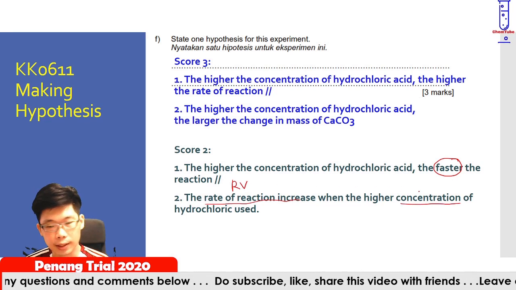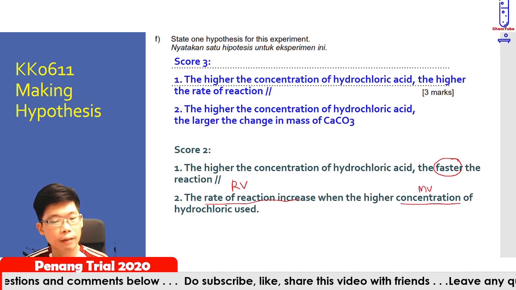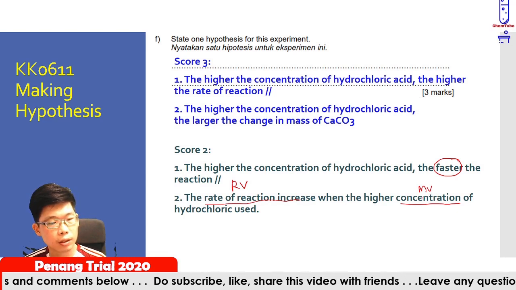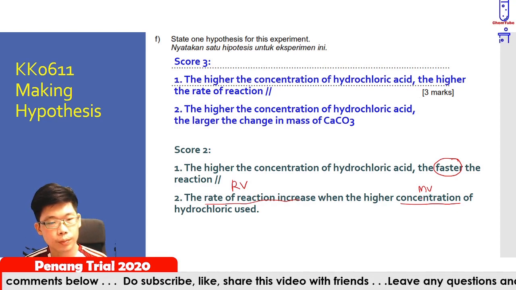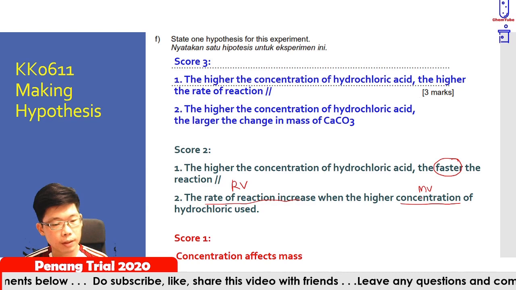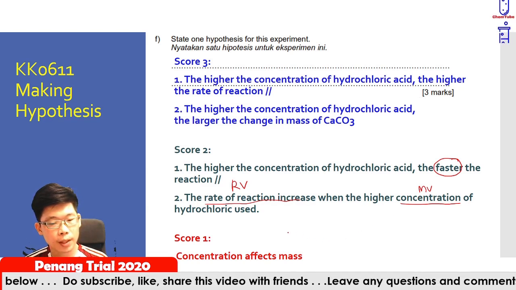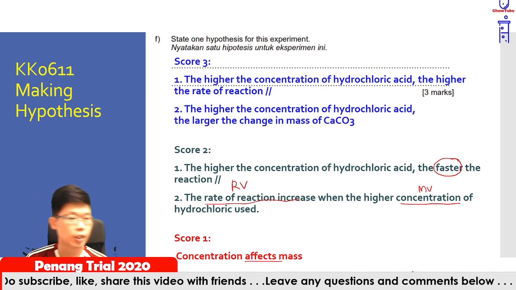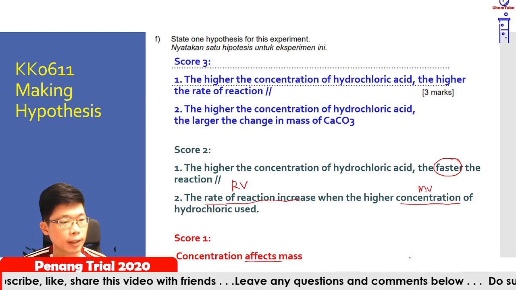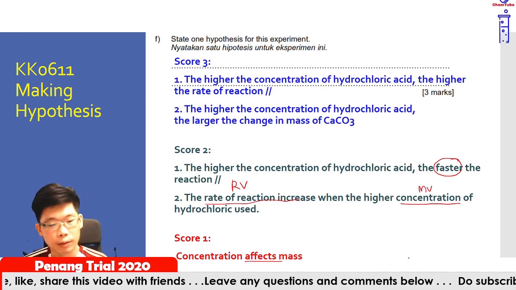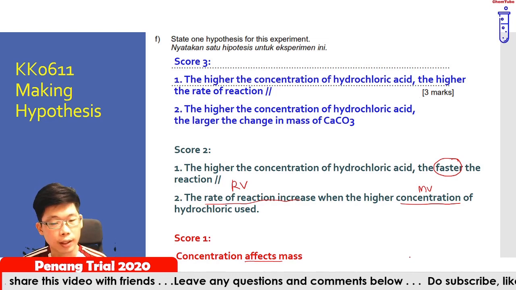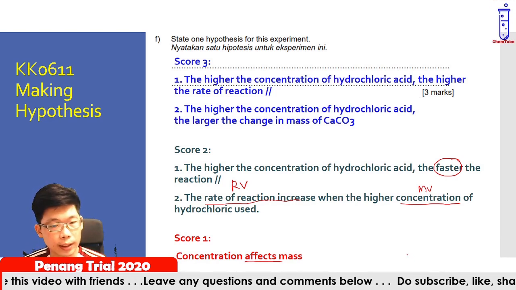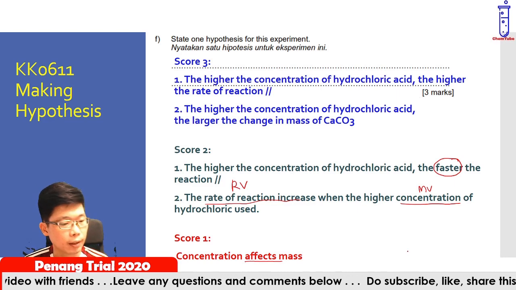Concentration of acid is MV. So MV/RV reverse also scores 2. Score 1: concentration affects the mass, so affects with no direction. So remember, in writing the hypothesis, you have to write the direction: higher, lower, increase, decrease, and so on.